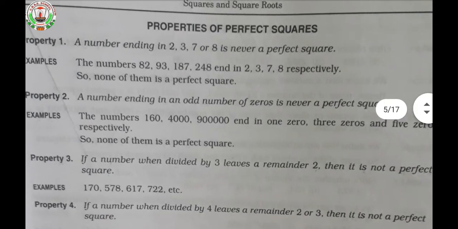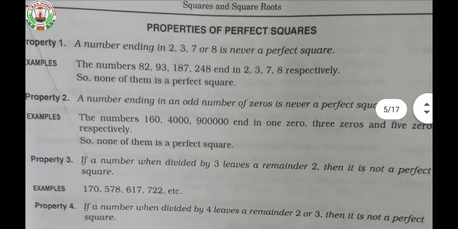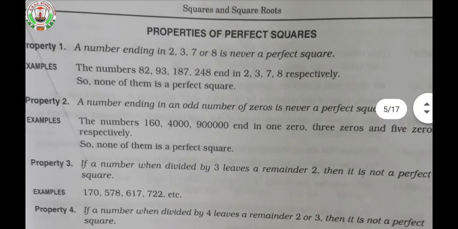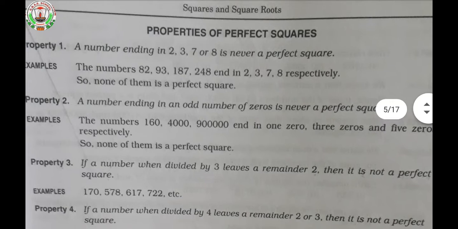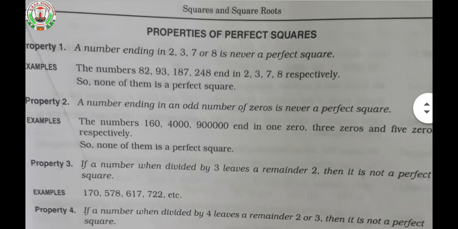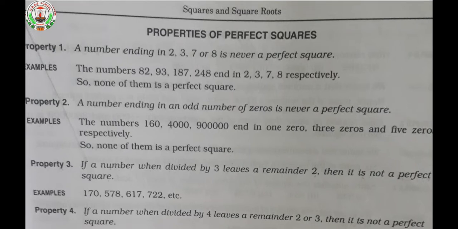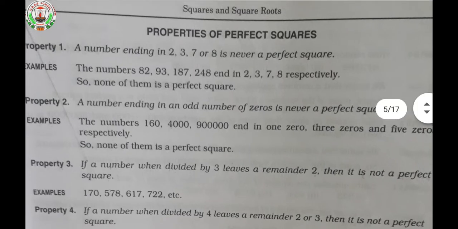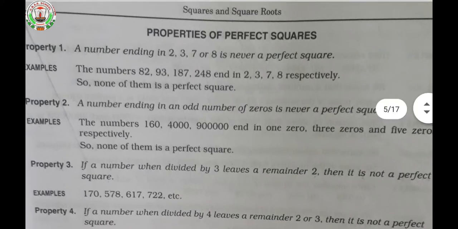The second property states that a number ending in an odd number of 0s is never a perfect square. That means you have to count the number of zeros. If the number of zeros is 1, 3, 5, 7, these are the odd numbers, isn't it? So while seeing the number, you have to count the zeros present in it. If the number of zeros is odd, like 1, 3, 5, 7, then it will never be a perfect square.